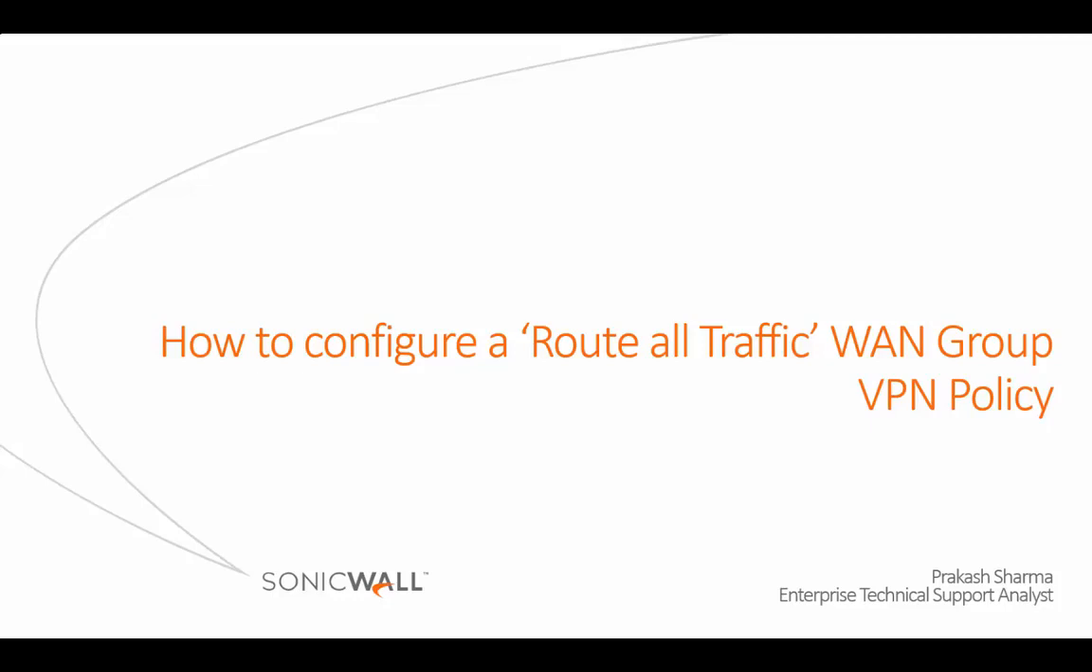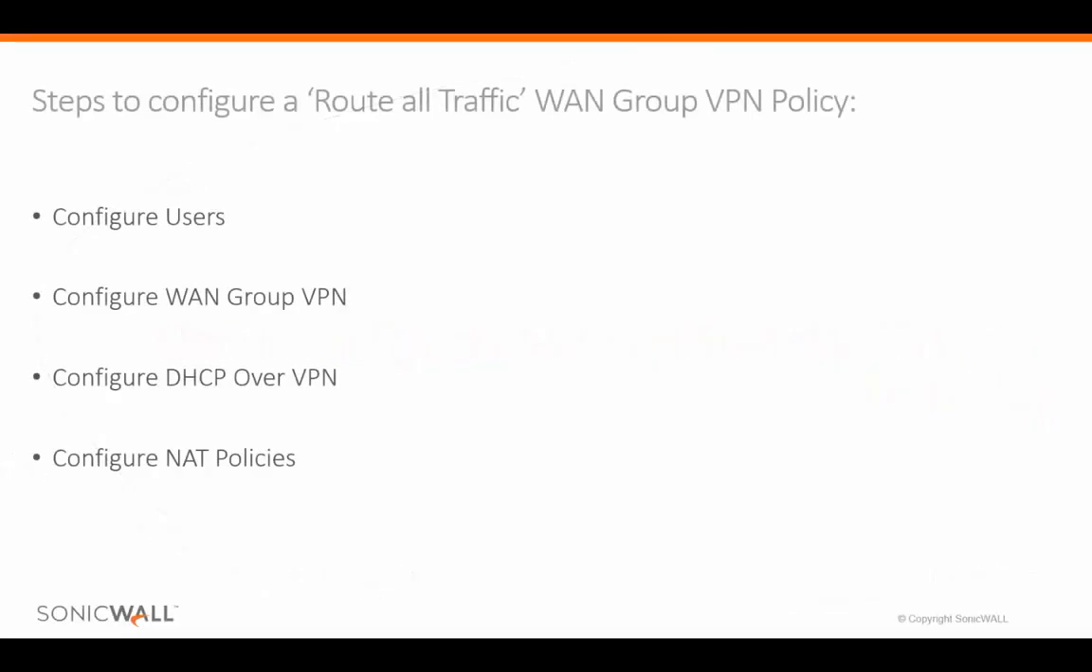In this video, we will demonstrate how to configure Route All Traffic WAN Group VPN policy on a Sonicwall appliance. We configure this policy so that remote computers with Sonicwall VPN client software connected to this policy will route all internet traffic through its VPN connection to the UTM network.